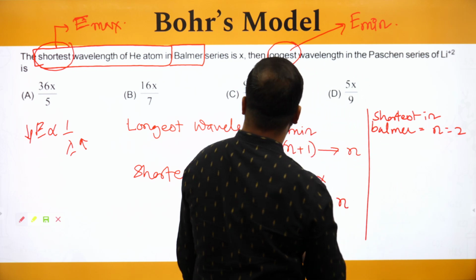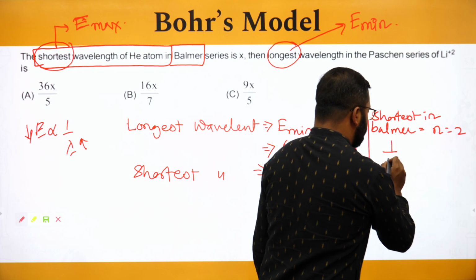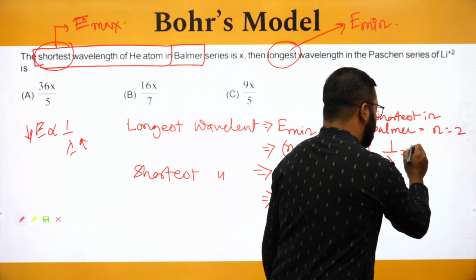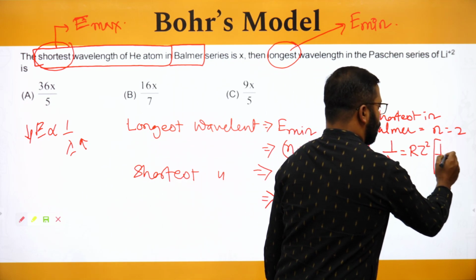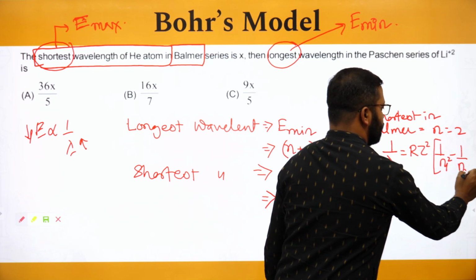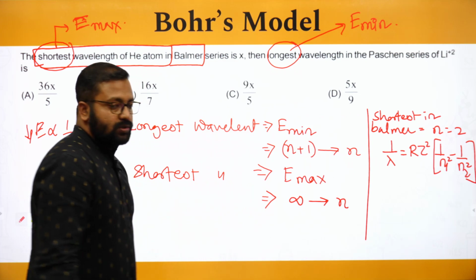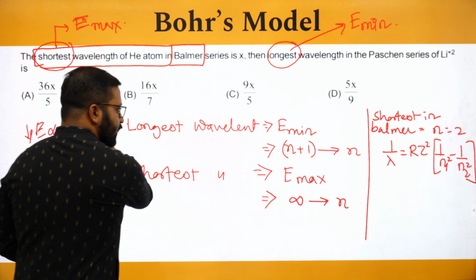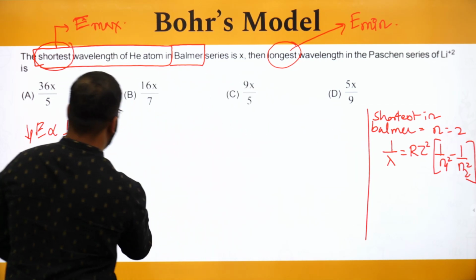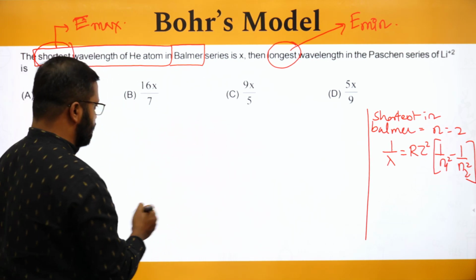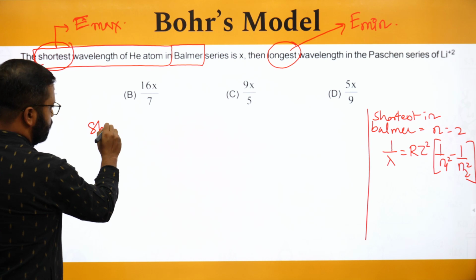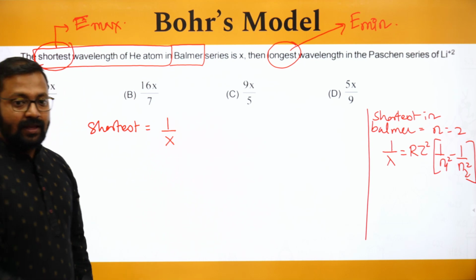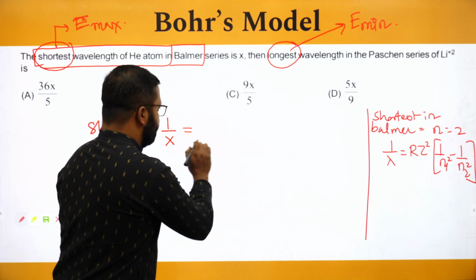So I can write, there is an equation known as Rydberg's equation, which is written as R Z square (1 by n1 square minus 1 by n2 square). We use this equation to identify the value of lambda. So let's use that equation. For the shortest, the lambda value is given as x, which is equal to R.